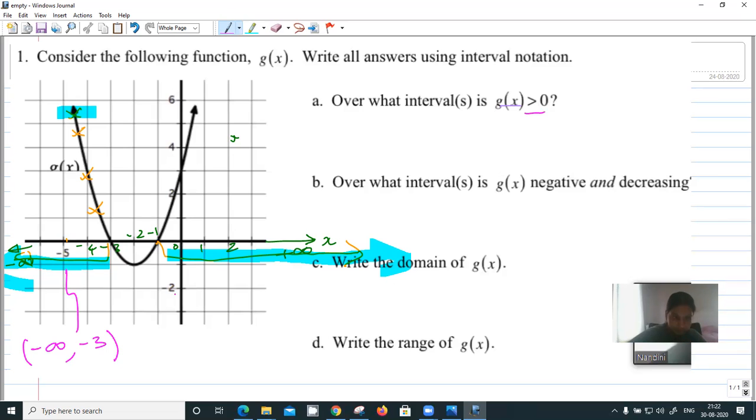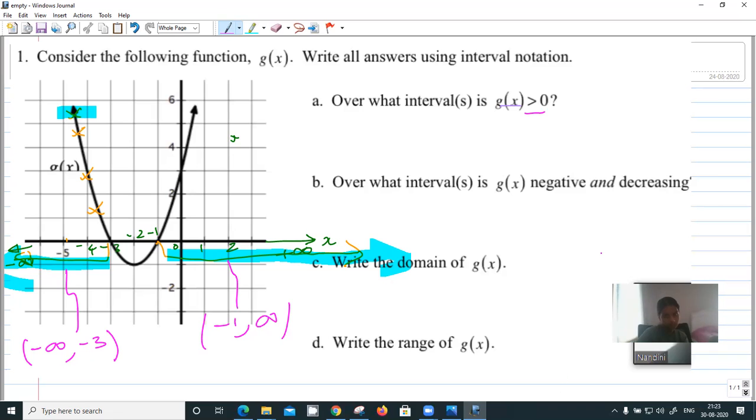Similarly, this interval is -1, comma, plus infinity. When you're writing the interval, you have to write the smaller value on the left side and the bigger value on the right side. So -infinity, comma, -3, you should not write as -3, comma, -infinity. You write what is on the left of the x-axis first: the first number is the smaller one, comma, the bigger number.